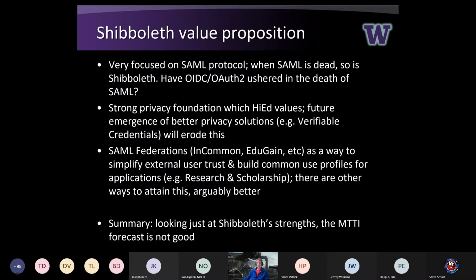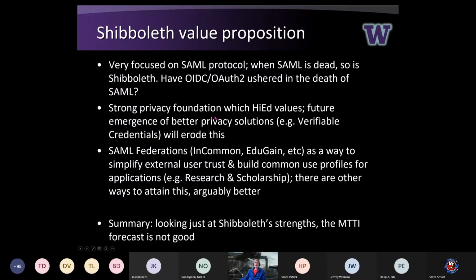So let's look at the Shib value proposition. It's very focused on the SAML protocol. I know that they just added support for OIDC, but have no plans to add OAuth 2 support. So when SAML's dead, Shib is pretty much not useful anymore.